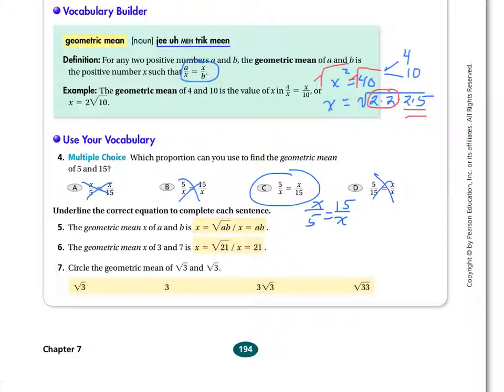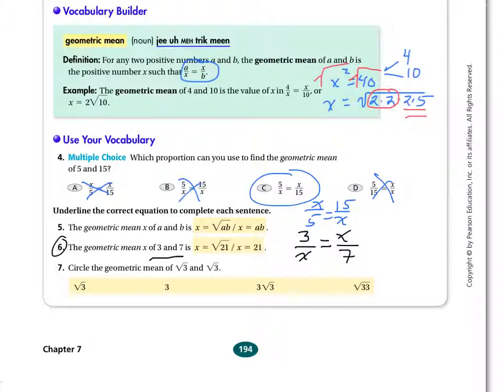Let's look at number 6. So let's set up the geometric mean for number 6 here. If they've given me the numbers 3 and 7, I'm going to set up my proportion, and I'm immediately putting 3 and 7 on one diagonal to themselves. What do you put on the other diagonal? You're going to put x and x, and then you're just going to solve that proportion.